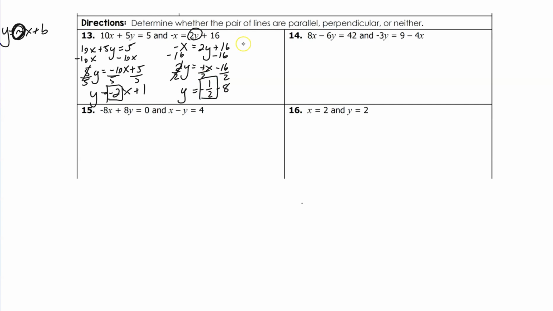Now, if they were going to be parallel, they would have to be the same. Are they the same? Negative 2 is not the same as negative a half. So that doesn't work. If they are going to be perpendicular, they have to be the negative reciprocal. Negative reciprocal means that we have opposite signs, first of all. And notice that they're both negative. So since they're not the same and they're not negative reciprocal, the answer is they are neither. Okay, they're not parallel nor perpendicular.